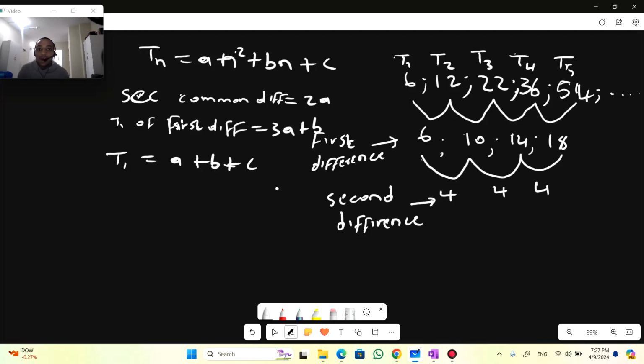So here on our equation, our second common difference is 4. So you just say 2A is equal to 4. So you see now there is only one unknown here, so you just divide by 2, and then your value of A is going to be 2.